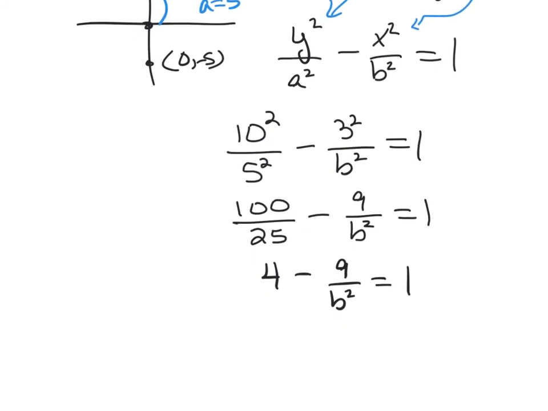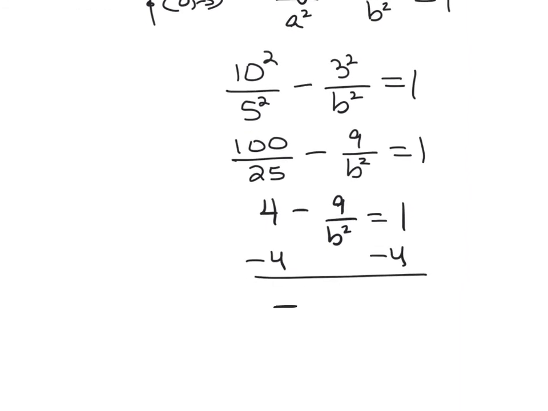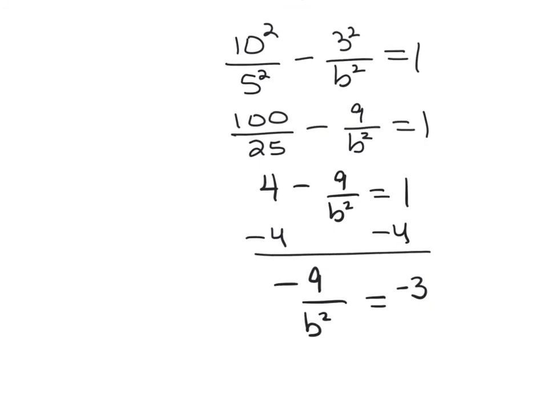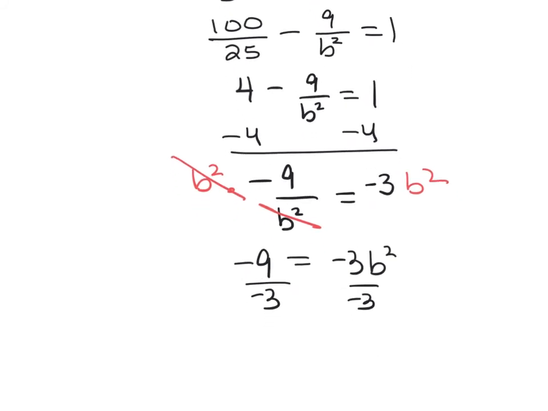I'm going to move the 4 to the other side. Negative 9 over b squared equals negative 3. Now, I can either choose to add a 1 to the negative 3's denominator and do it as a proportion, or I can say, you know what, I'm just going to multiply both sides by b squared to get it out of the bottom of the fraction and end up with negative 9 equals negative 3b squared, divided by negative 3, and b squared equals positive 3.